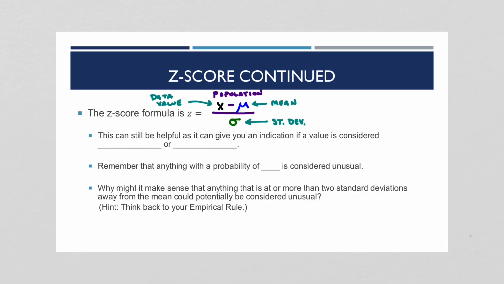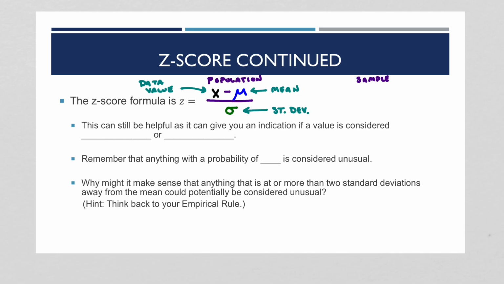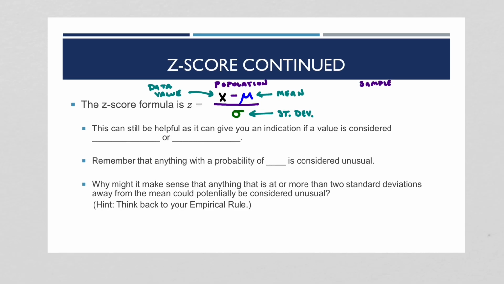So for your sample, our formula is going to look like so. We're going to start off with our data value again. That doesn't change. We're going to subtract it from our sample mean. And remember that our sample mean is going to be denoted with an x bar. And then again, we're going to take that entire subtraction and divide it by our sample standard deviation, which we use s to describe.